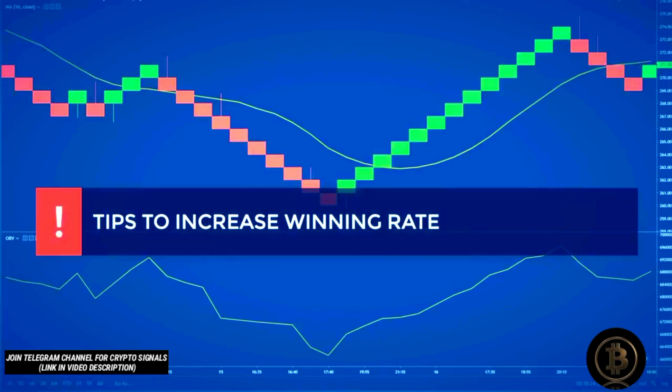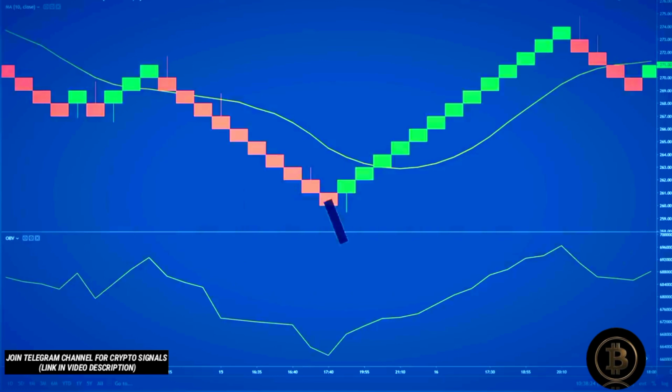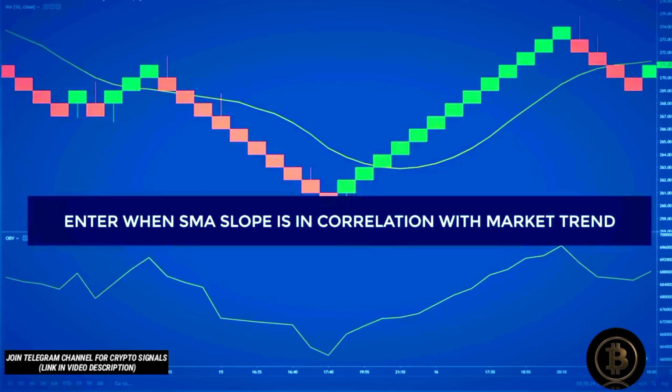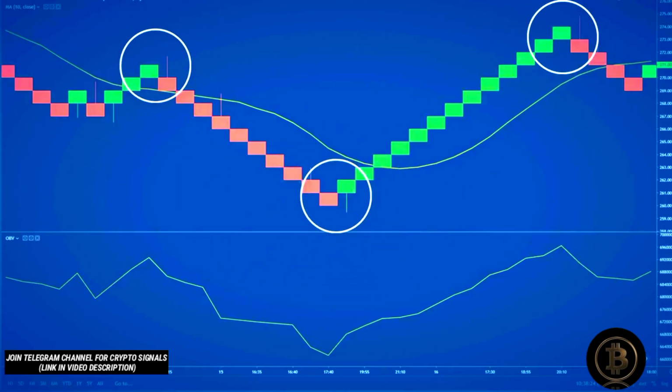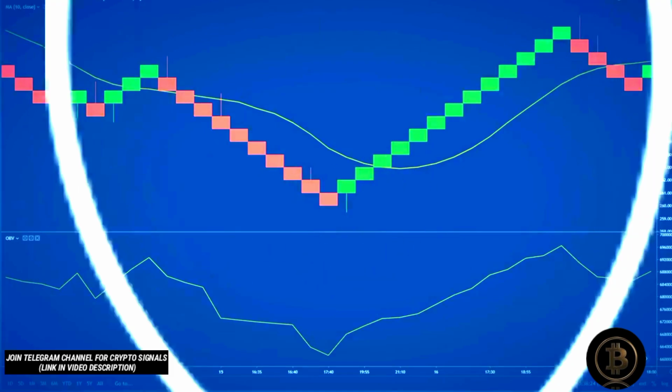So for you to record better results, pay attention to the slope of the 10 simple moving average and try to enter when you see the slope in correlation with the market trend. Also, pay attention to the recent market swings. Try to enter long during long-term upward trends and go short during long-term downtrends.